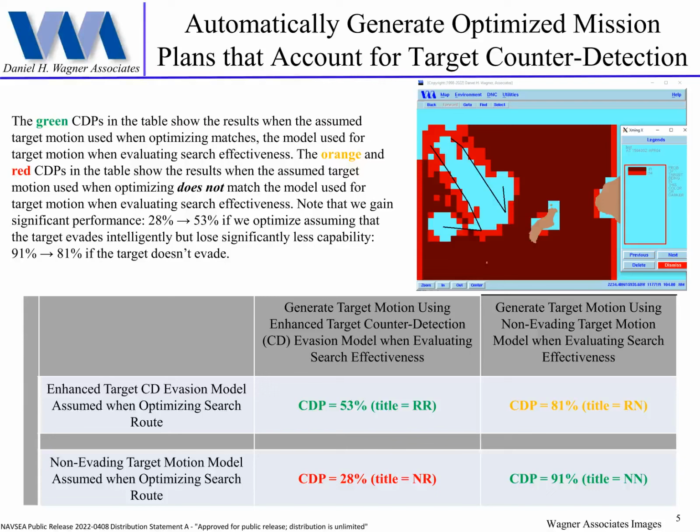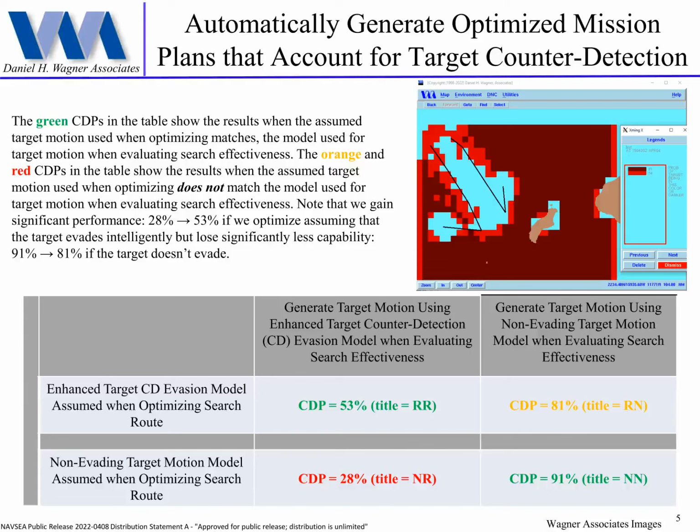If you assume it doesn't evade when you optimize and it doesn't evade, then you get 91%. So as should happen, if the algorithms are correct, you do better against a non-evasive target, assuming it doesn't evade. However, you don't do that much better. And so in this case, and in many others we've looked at, assuming that the target will evade and planning accordingly basically gives you the best plan if the target evades, and a plan that, if the target doesn't evade, is just about as good.